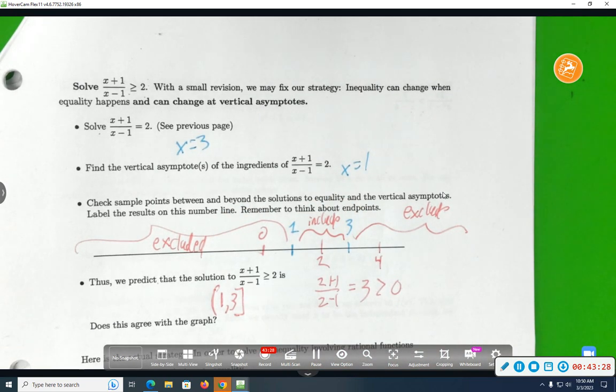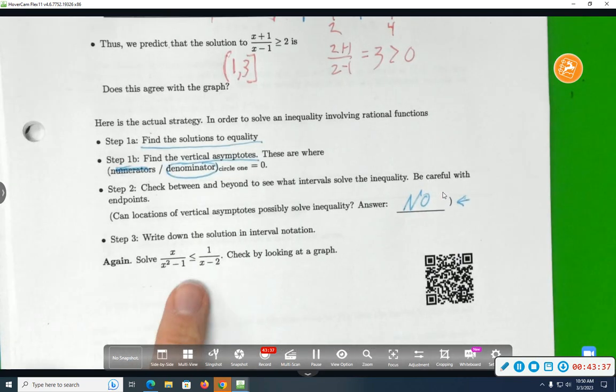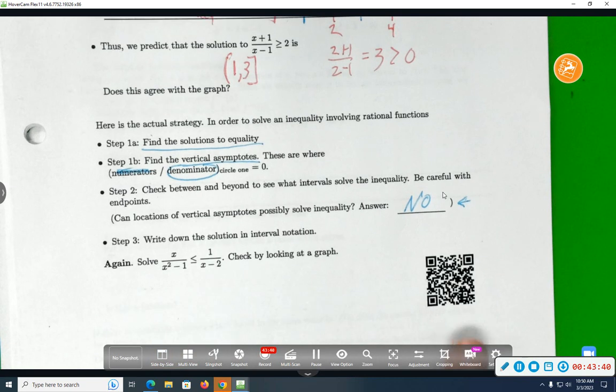So that was very fast. Here's what I'd like you to do this weekend in order to decide if we should spend more time on this. There's another inequality at the bottom of this page. Solve that inequality. Check your answer by looking at the graph.